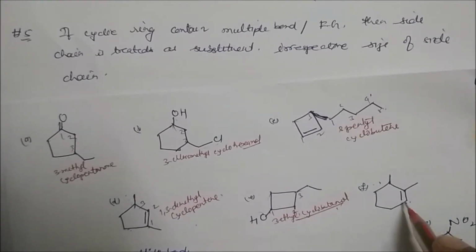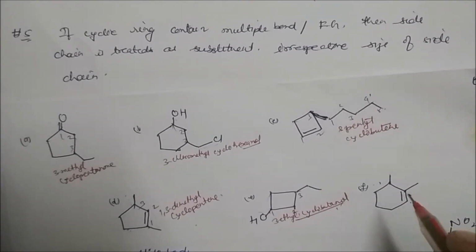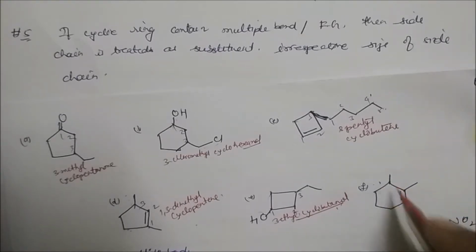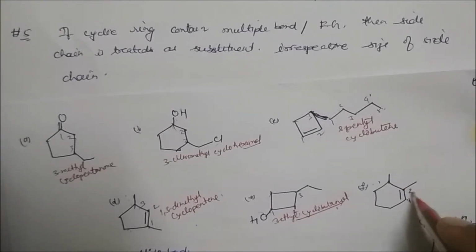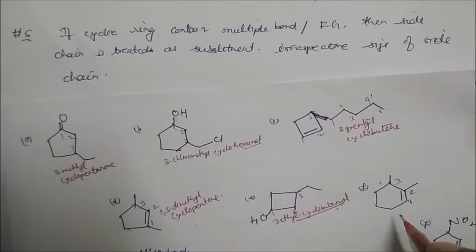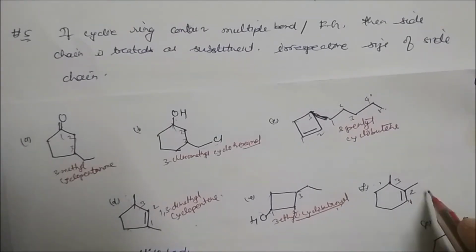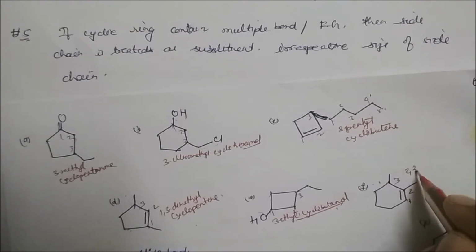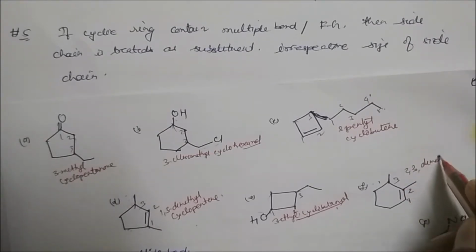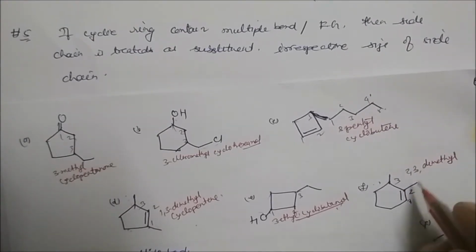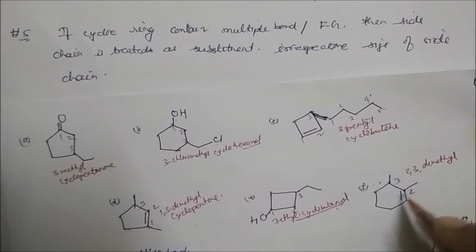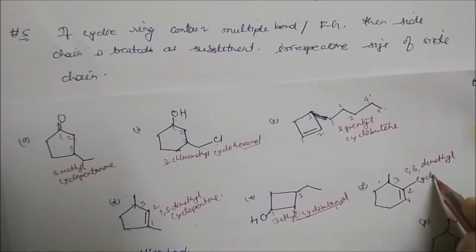Here we can see the double bond is present over here. So we can start from this side only, because we have to move this side. So 1, 2, and 3. This is the locant, and the name is 2,3-dimethyl cyclohexene, right? So cyclohexene.